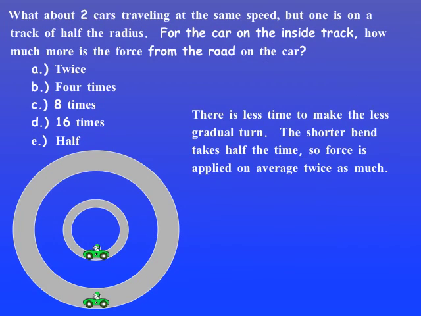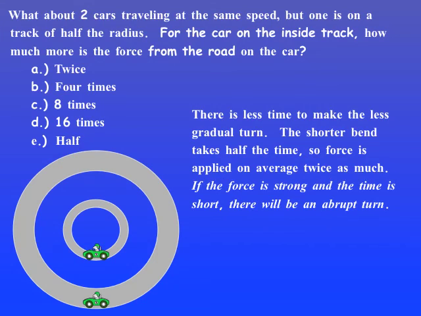So there's less time to make the sharper turn. The shorter bend takes half the time, so the force is applied twice as much. If the force is applied twice as often, you'll need twice the force. So if the force is strong and the time is short, there will be an abrupt turn.